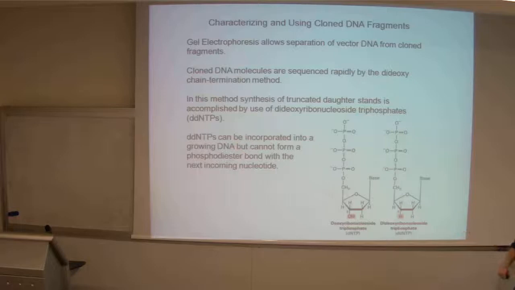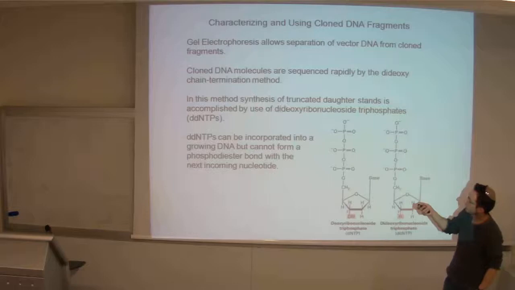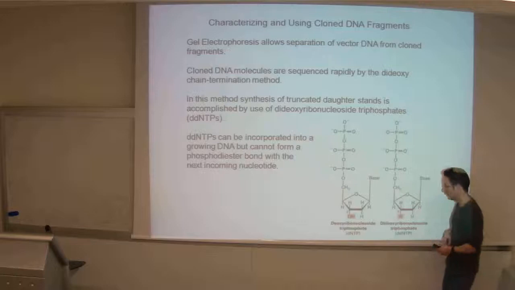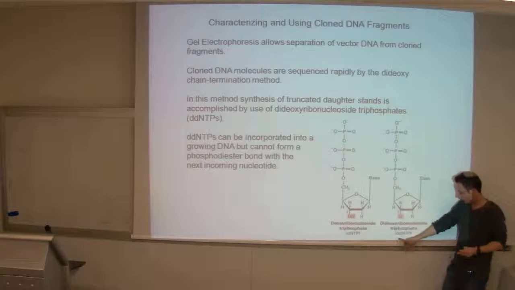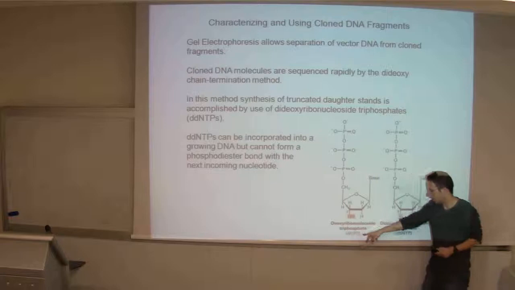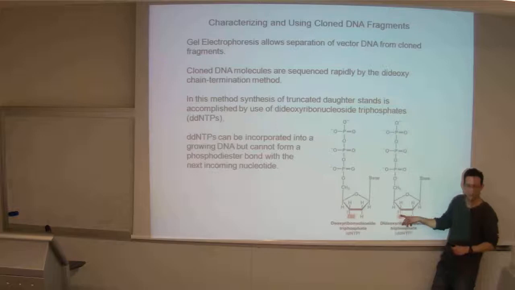Okay, in the dideoxy termination reaction, or in this method of synthesis, the truncated daughter strand is accomplished by the use of dideoxynucleotide triphosphate. So the dideoxynucleotides have this structure. The base here can be a G, A, T, and so on. Dideoxy, compared to the naturally occurring nucleotides, have one missing oxygen here in the third position. This is why they're called dideoxy, one oxygen lacking from the third position.